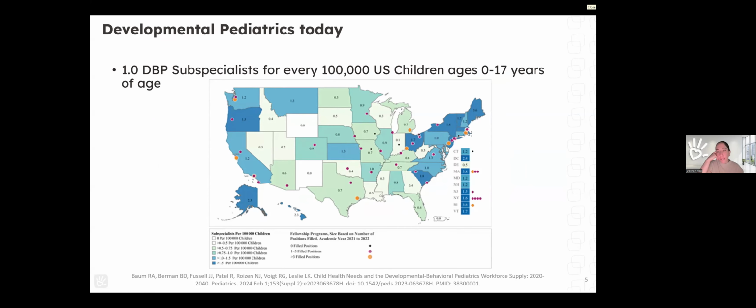This is the developmental and behavioral pediatric specialists per 100,000 children, and our coastal states certainly are much more populated in developmental and behavioral pediatric subspecialists, with the darker blue meaning the more per 100,000 children. As you can see, for us in Arizona, we are pretty limited, and many of the other bigger, more rural states are as well. And there are a couple of states even surrounding us that do not have any at all.